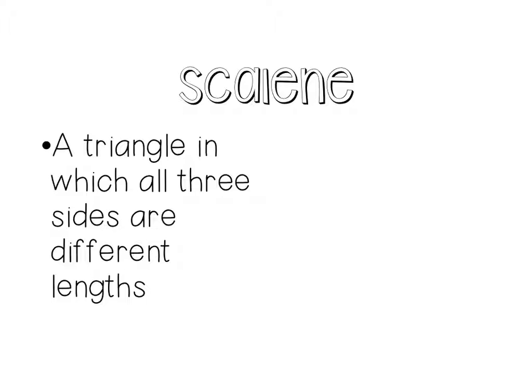So if I draw a triangle, all three sides are different lengths. So an example would be this one having 8, 7, and 10. They're all different.